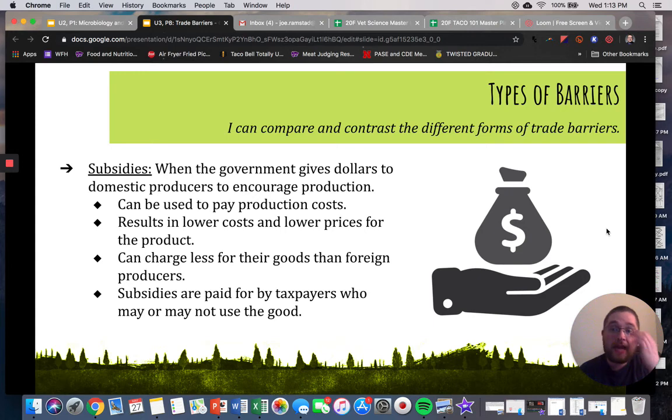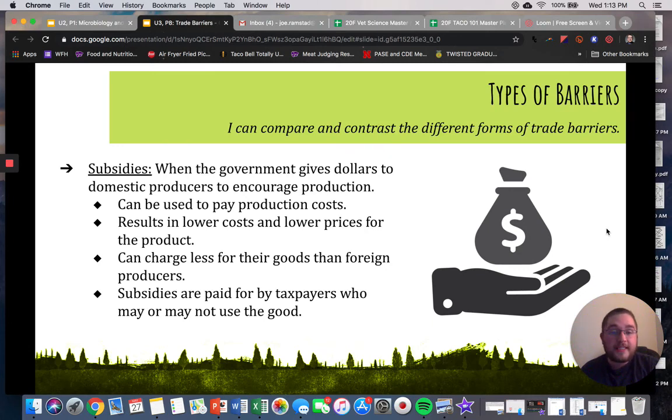Okay. And lastly, we have subsidies. And subsidies is a big word that we hear in the agricultural world, especially in today's farm economy. Subsidies are when the government gives dollars to domestic producers to encourage production. Okay? This can be good, and it can be used to pay production costs. So it can encourage producers to continue producing even during challenging times. This results in lower costs and lower prices for the overall product, and they can charge less for their goods than foreign producers. Subsidies are paid for by taxpayers who may or may not use the good.